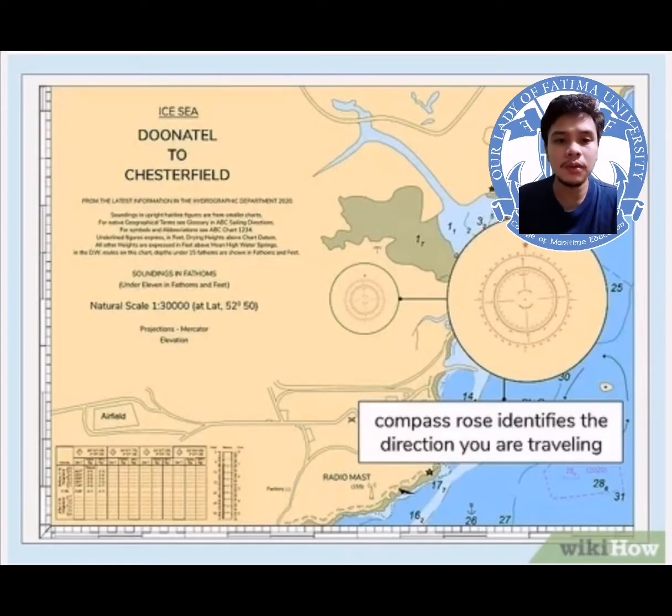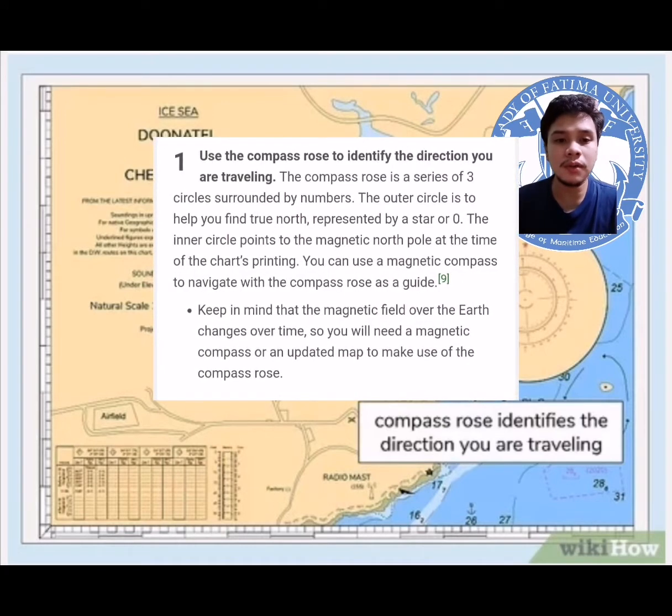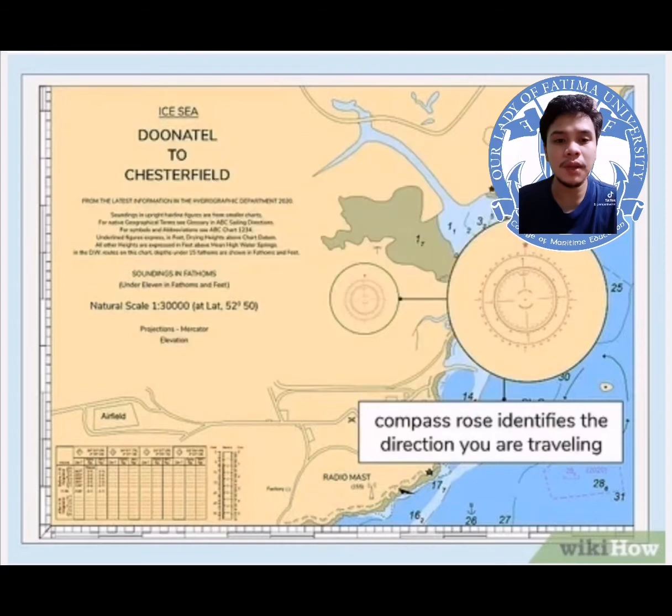Use the compass rose to identify the direction you are traveling. The compass rose is a series of 3 circles surrounded by numbers. The outer circle is to help you find true north, represented by a star or 0. The inner circle points to the magnetic North Pole. At the time of chart printing, you can use a magnetic compass to navigate with the compass rose as a guide.